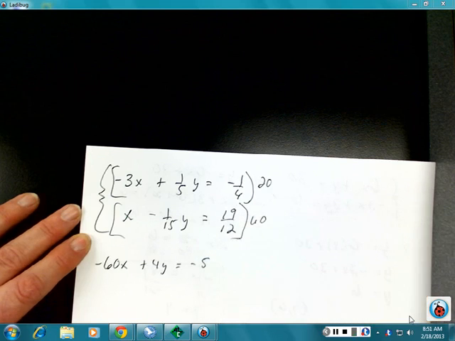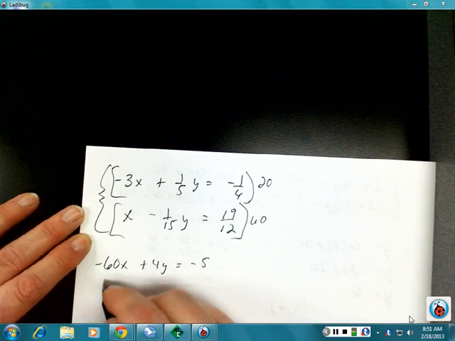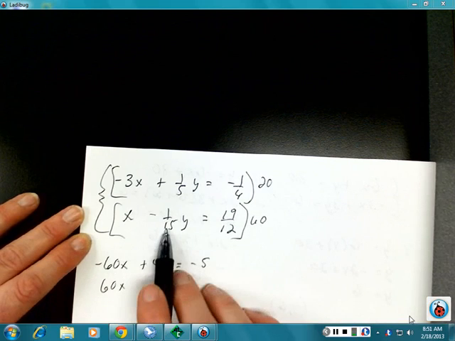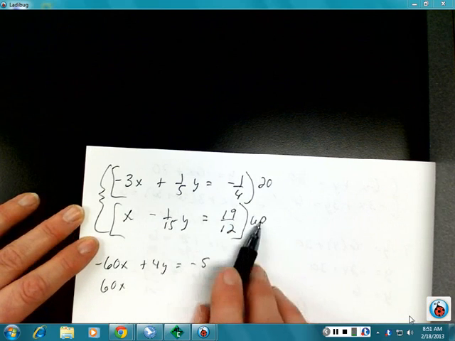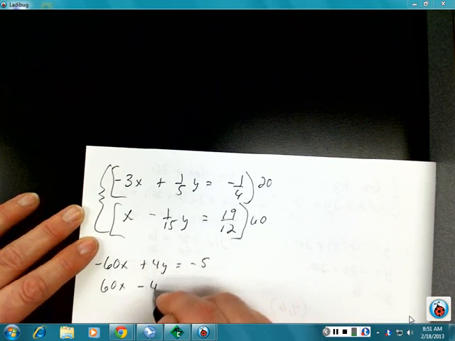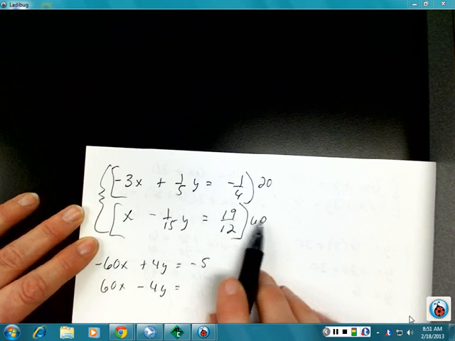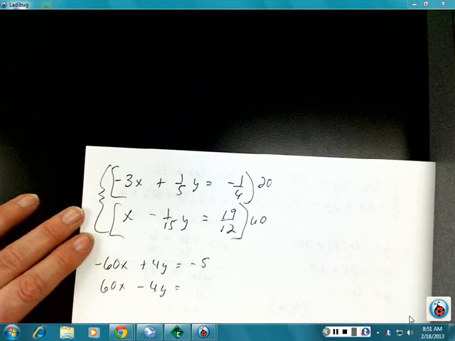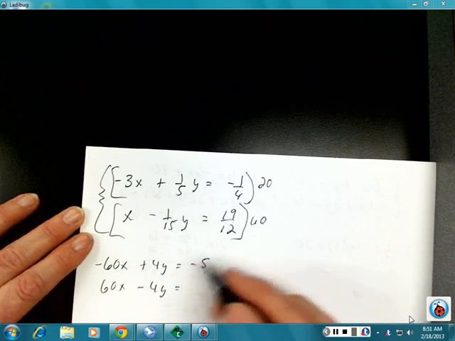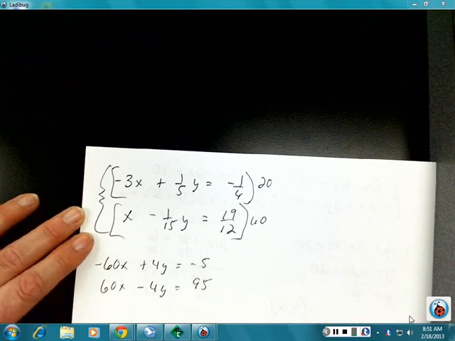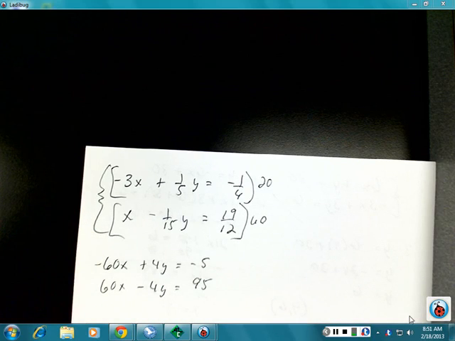60. 60 times x is 60x. 15 goes into 60 four times, 4 times 1 is a negative 4y. And 12 goes into 60 five times, 5 times 19. What was it? 95. Okay. And does that look like one we would want to end up solving by substitution?